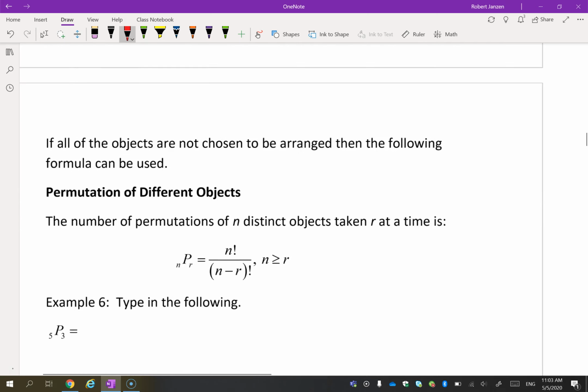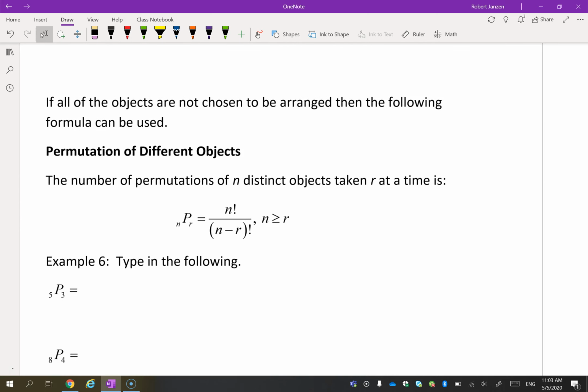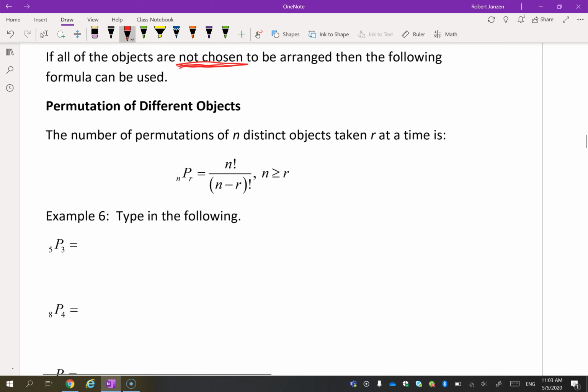Now, those are basic. We've kind of been doing those for 2 days. Let's talk about something where it gets a little bit different. If all the objects are not chosen, so we're going to be given some objects, but we're only going to use some of them. Okay? Here we have a formula. And this is actually a button on your calculator, NPR. This means n objects, take r of them, and permute. So for example, this means there's 5 objects. You're going to take only 3 of them, and then you're going to say, how many ways can I rearrange them?